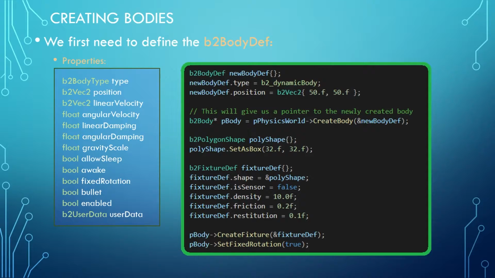So now that we have the body, we need to create a fixture for it. We're just going to create a simple box shape for that fixture and set a couple of the fixture's attributes. Once we are done here, we can use the body to create the fixture with CreateFixture, and then we have to send in the fixture def as a pointer, or send in the address of the fixture def. The SetFixedRotation is optional. I just threw it in there as an example.